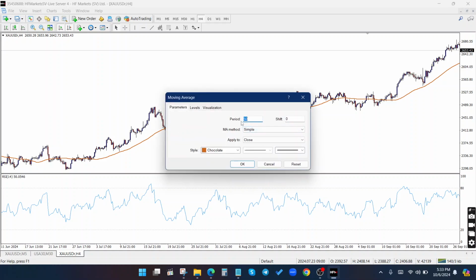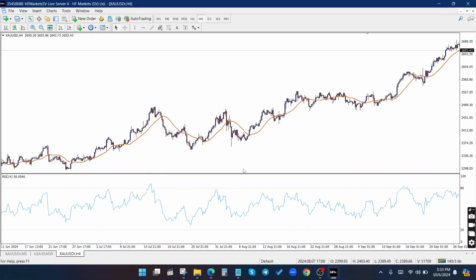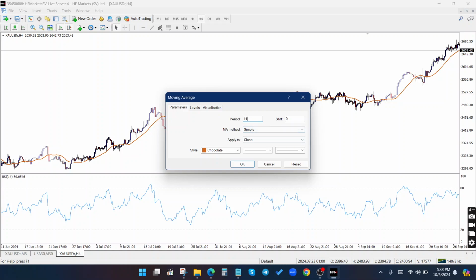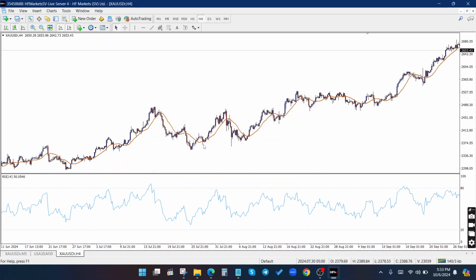If you are an intraday trader, you might want to consider a smaller period for the moving average. In fact, I'm going to recommend that whatever period you are using for the RSI, if you are using the moving average for confirmation, you might want to use that same period, okay?